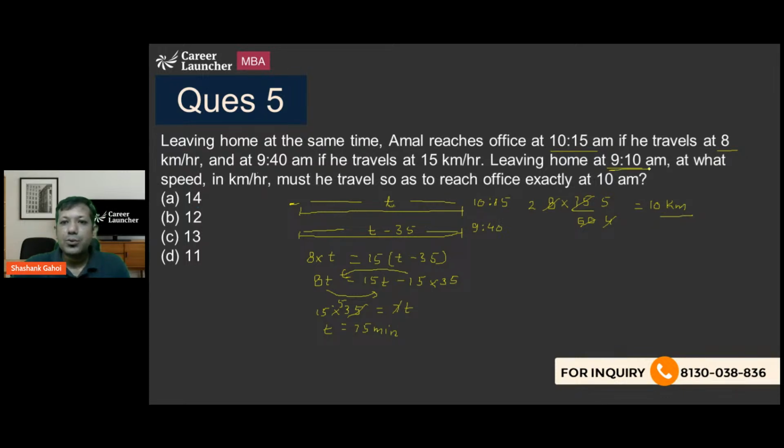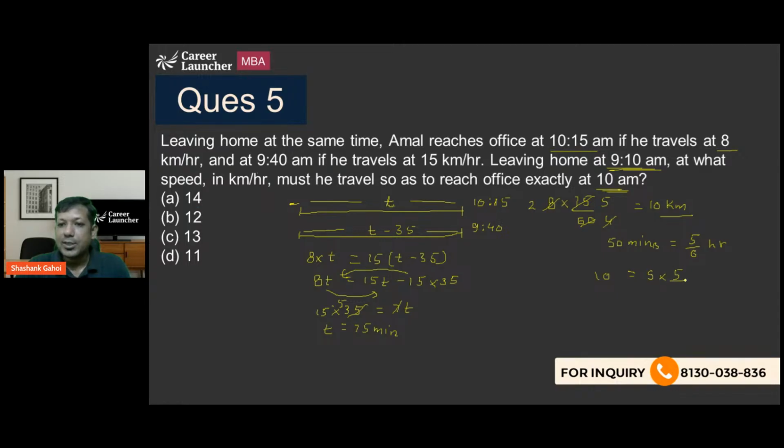Now he wants to leave home at 9:10 and he wants to reach at 10 a.m. So he wants to cover the same distance in 50 minutes. Okay. So 50 minutes can be said as what? 5 by 6 hours. So distance is what? 10 kilometers. Speed is what? That I need to calculate.